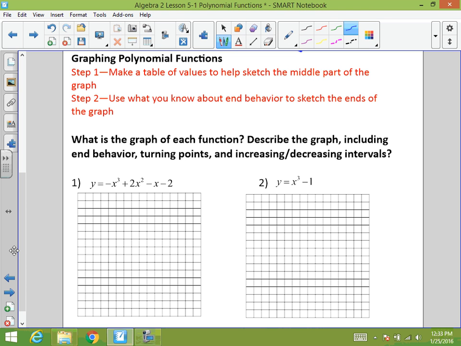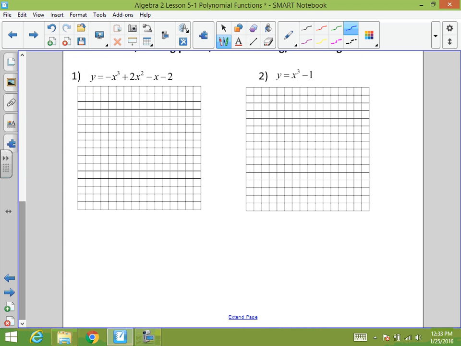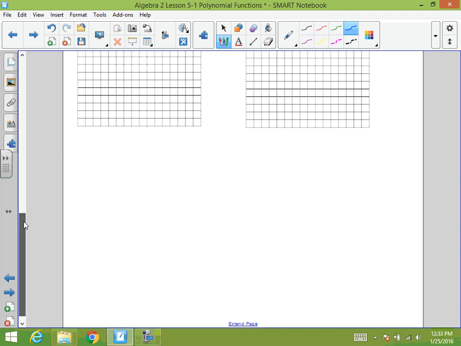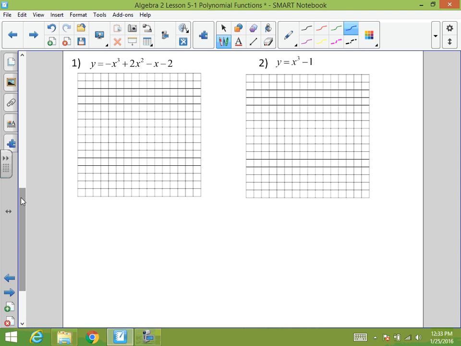So if I have the graph y equals negative x to the third plus 2x squared minus x minus 2, I'm going to make a little table of values. Okay, I'm going to extend this up a little bit so that I can actually see it. I'm going to use it below it here. Table of values just means I have an x and y table. And I'm going to put in numbers, like negative 2, negative 1, 0, 1, 2, and maybe go to 3. So I'm going to make a table of values, and I'm going to plug things in.